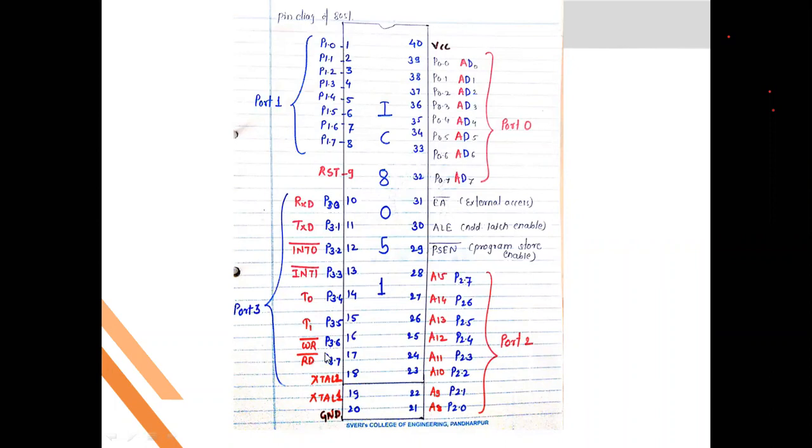If you want to perform a write operation, you have to activate this pin, as both these pins are active low, by giving low or 0 voltage. If you want to perform a read operation, you have to activate this pin by giving 0 voltage to pin number 3.7. XTAL1 and XTAL2 are used to connect the crystal oscillator to generate the operating frequency, and the last are ground and VCC, used to give the power supply.